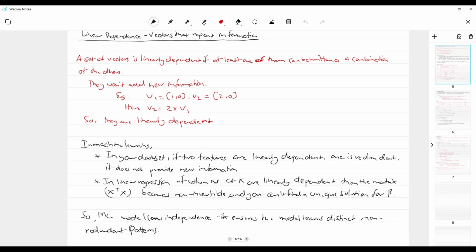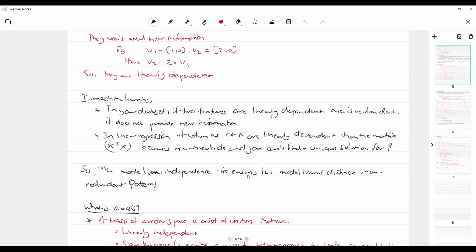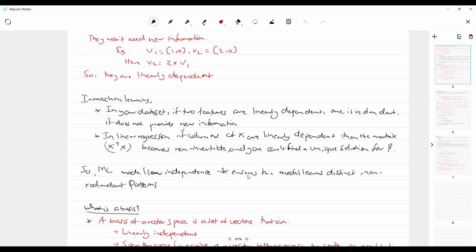But why does it matter in machine learning? Features in a data set that are dependent are actually redundant. Example, if we consider height in centimeters and height in inches as two features, they carry the same information. In linear regression, dependent columns prevent us from finding unique parameter solutions. So machine learning models love independence. It ensures each feature contributes unique information.